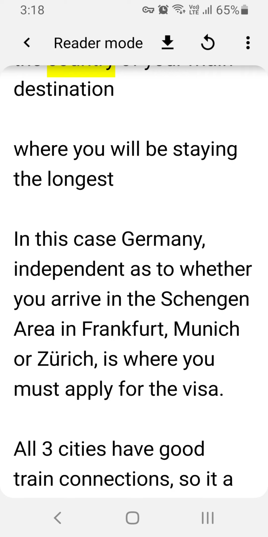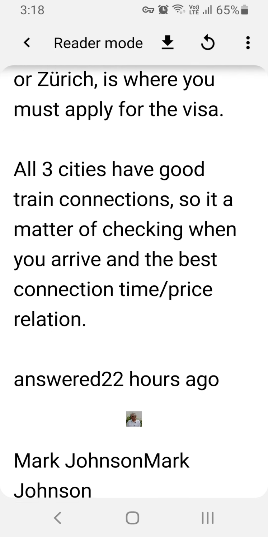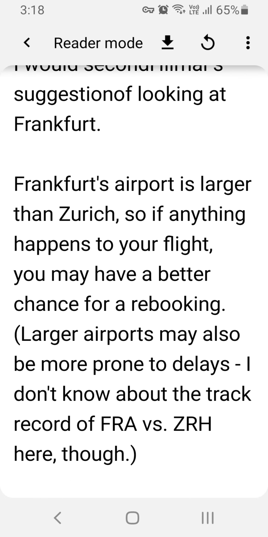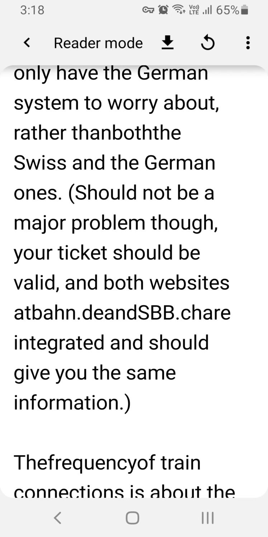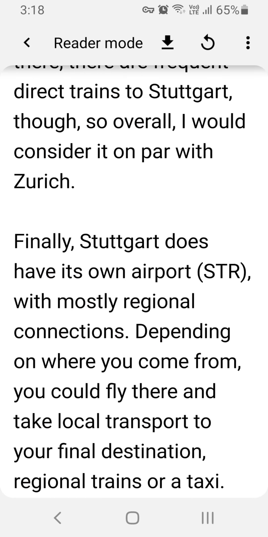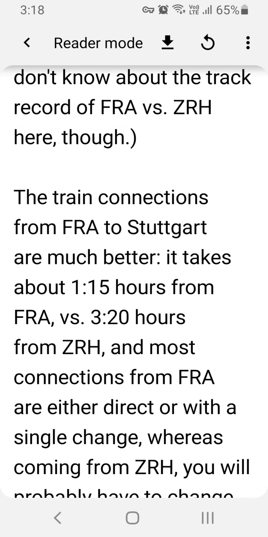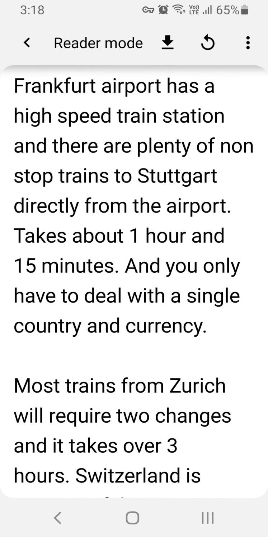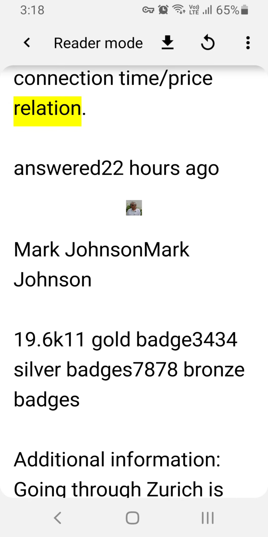You should apply for a visa at the consulate of the country of your main destination, where you will be staying the longest, in this case Germany. Independent of whether you arrive in the Schengen area in Frankfurt, Munich or Zurich, that is where you must apply for the visa. All three cities have good train connections, so it's a matter of checking when you arrive and the best connection time/price relation.